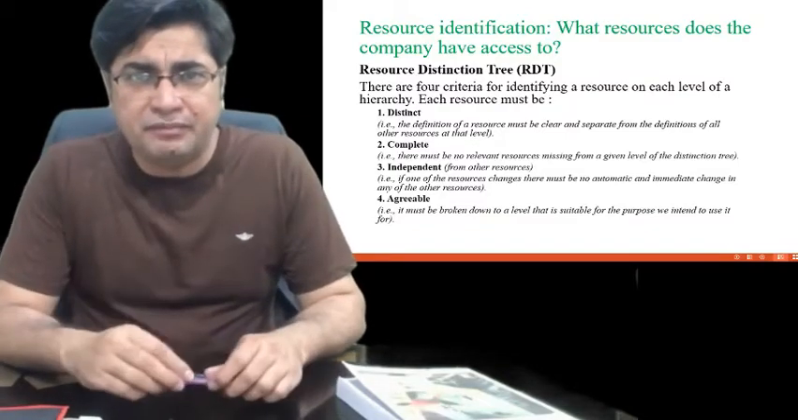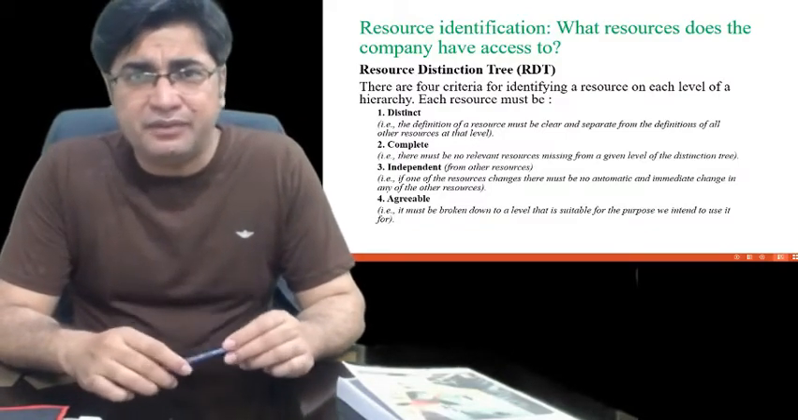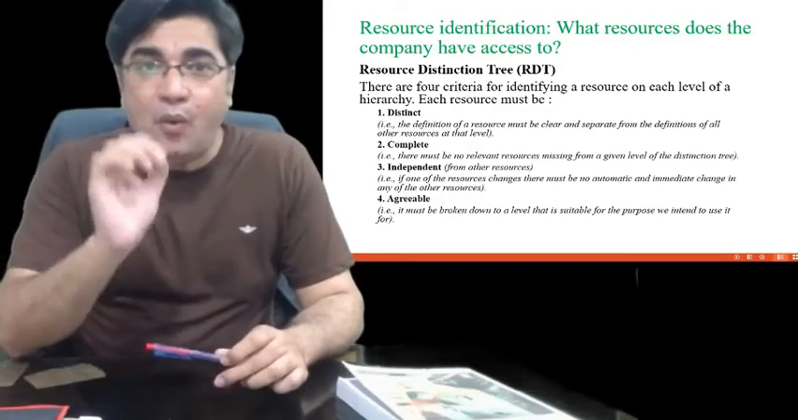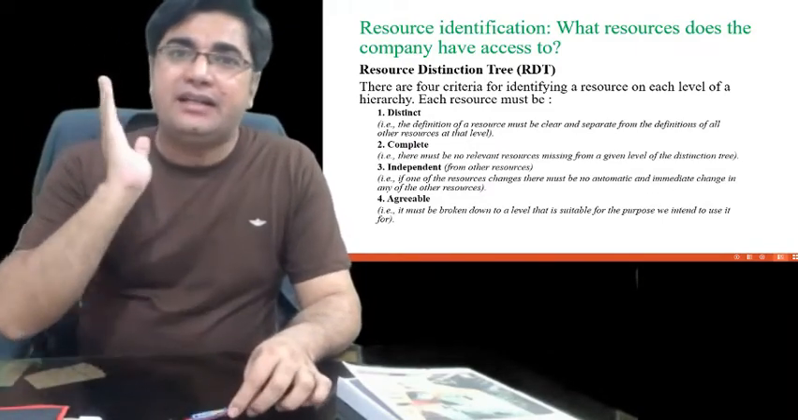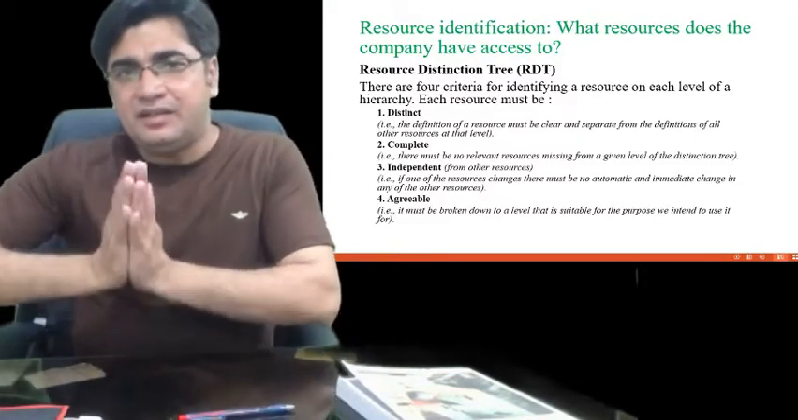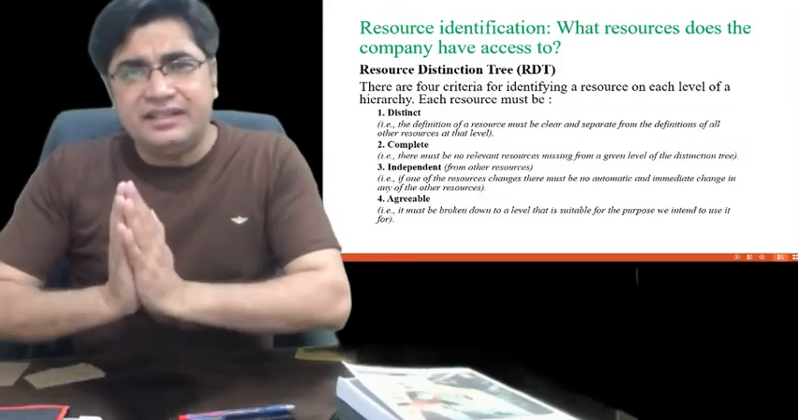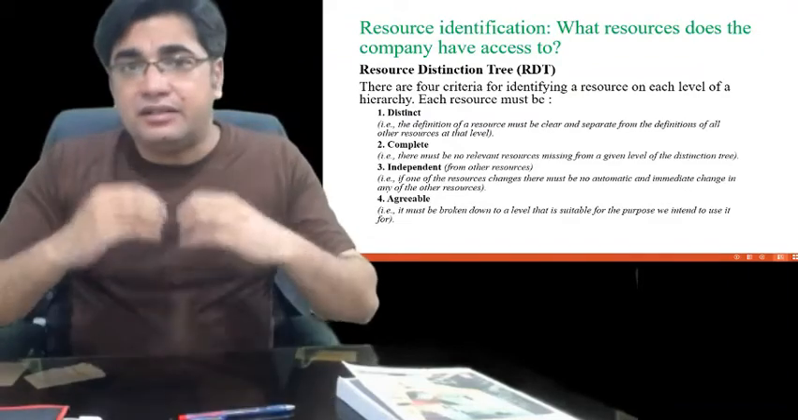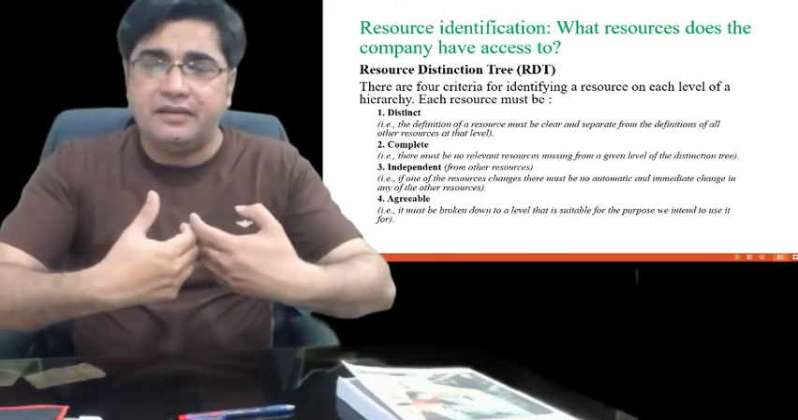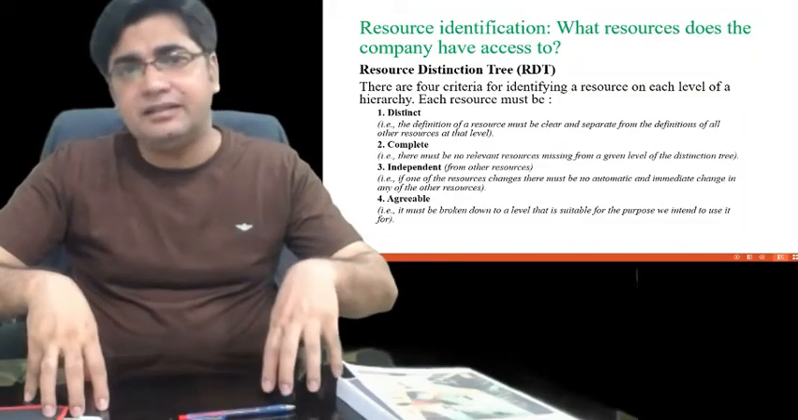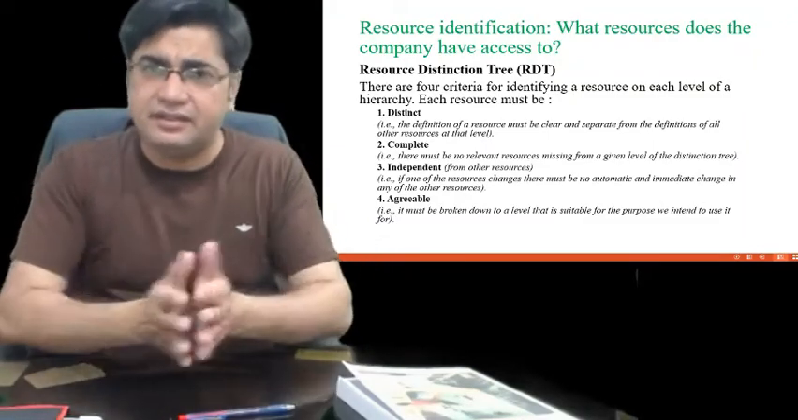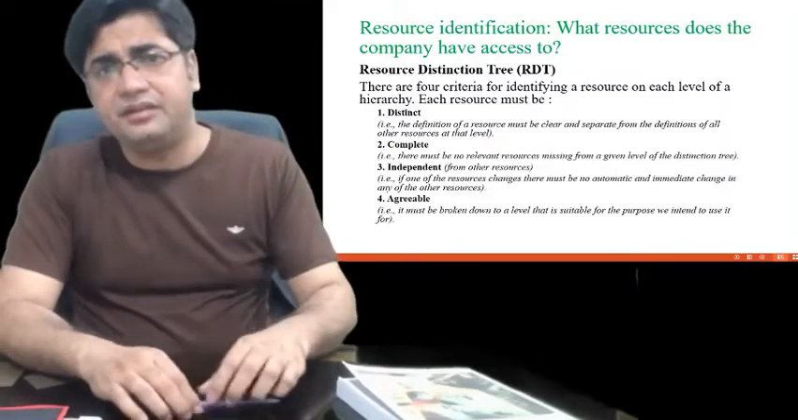So don't be confused with my pronunciation. I'm just telling you that this RDT, resource distinction tree, is used for the identification of an organization's resources, whether they are tangible or intangible. So all the five categories, or whatever the broader categories are, it is used.